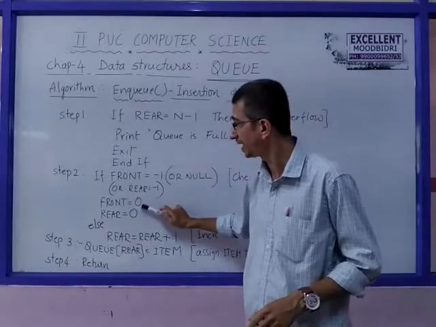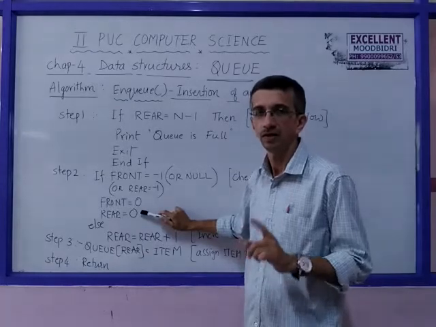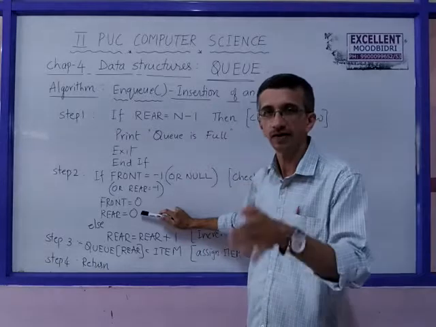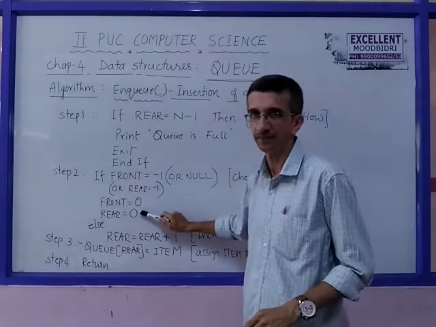So we set front as 0, and rear is also 0, correct? Having only one item, front is 0 and rear is also 0, because the front and the rear end are the same there, as there is only one item. So this is what we indicate.